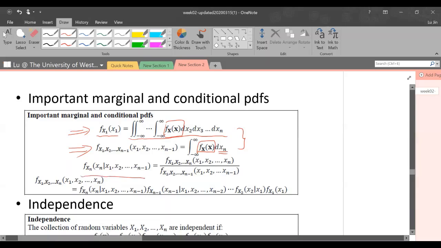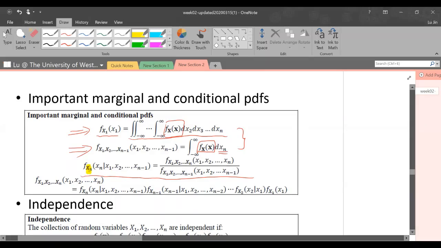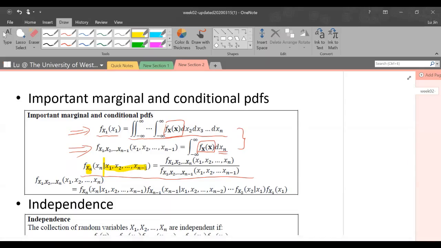Next part, the conditional PDFs. In this case, on the left-hand side of the equation, you can see we want to evaluate the PDF of xn only. This xn indicates I have interest in xn only, subject to the condition that we know the values of x1, x2 until xn minus 1. So except xn, I know the observations, I know the conditions. Based on this condition, I want to know the PDF of xn.